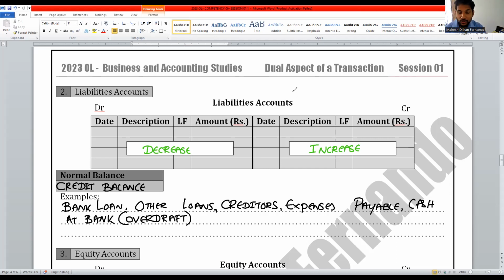So what happens to the bank loan? Bank loan increases now. Therefore, it should be credited. Because we know increase of liability is credited.